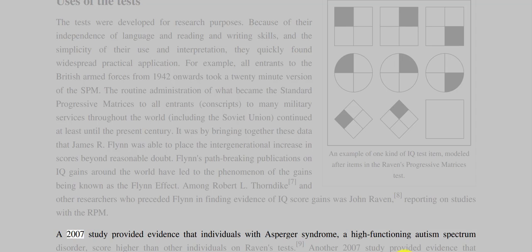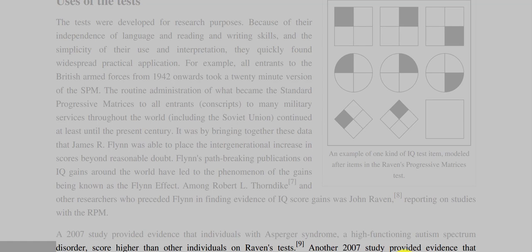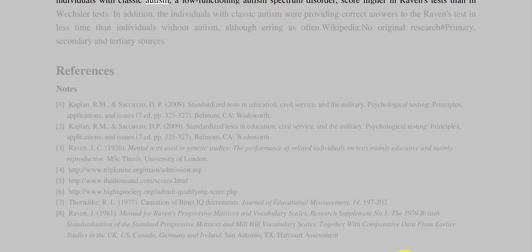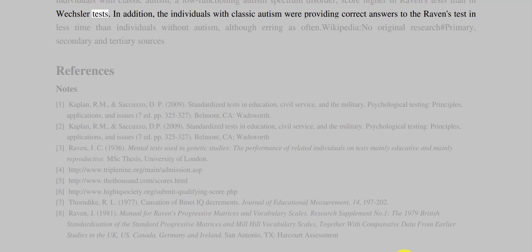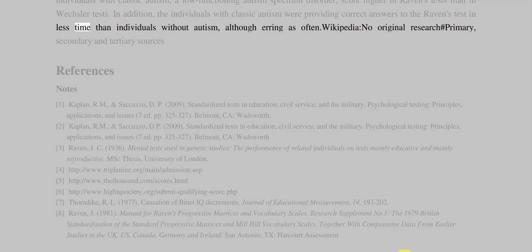A 2007 study provided evidence that individuals with Asperger syndrome, a high-functioning autism spectrum disorder, score higher than other individuals on Raven's tests. Another 2007 study provided evidence that individuals with classic autism, a low-functioning autism spectrum disorder, score higher in Raven's tests than in Wechsler tests. In addition, the individuals with classic autism were providing correct answers to the Raven's test in less time than individuals without autism, although erring as often.